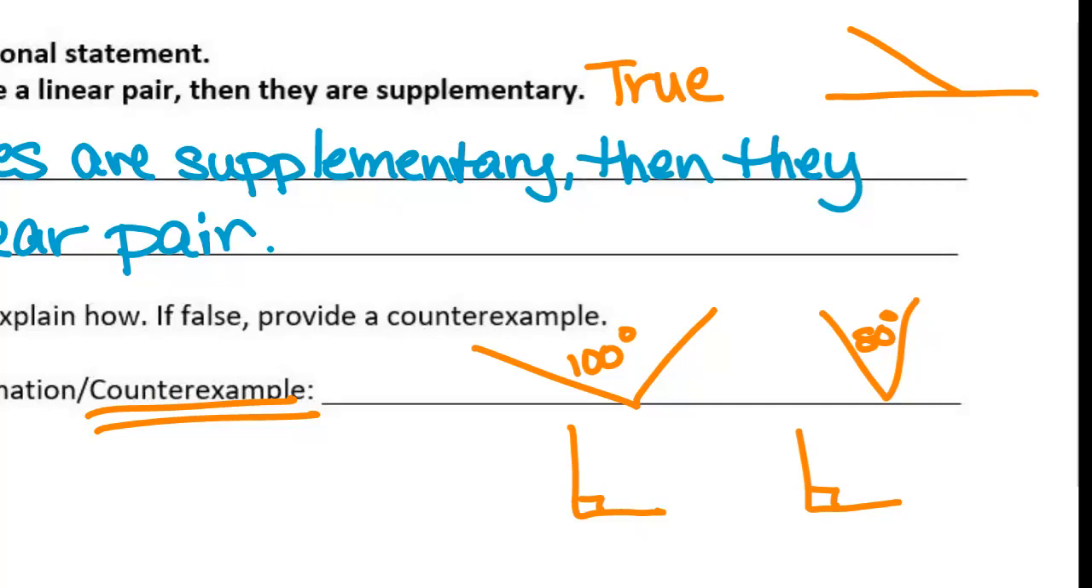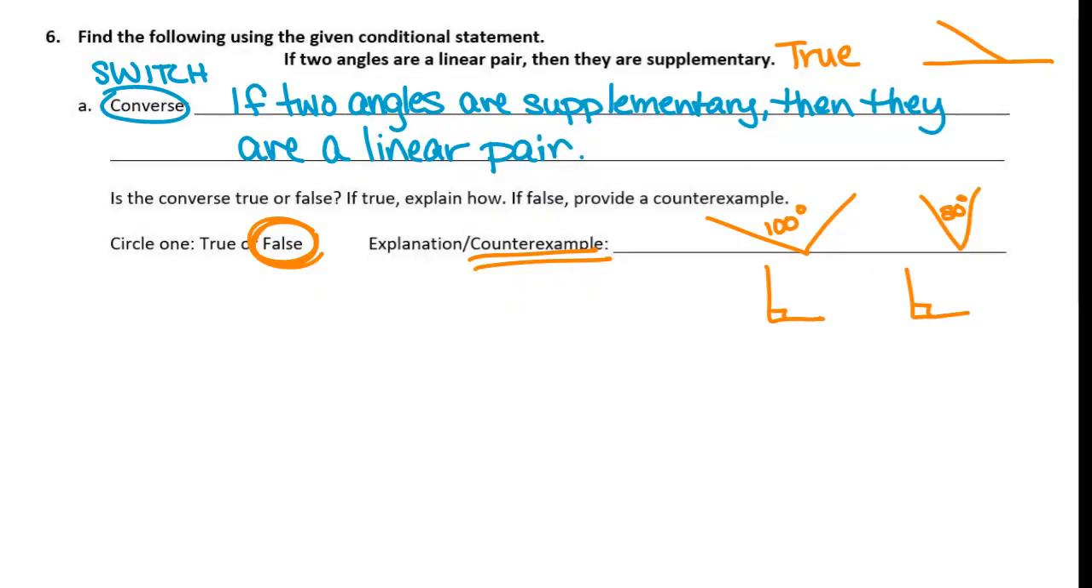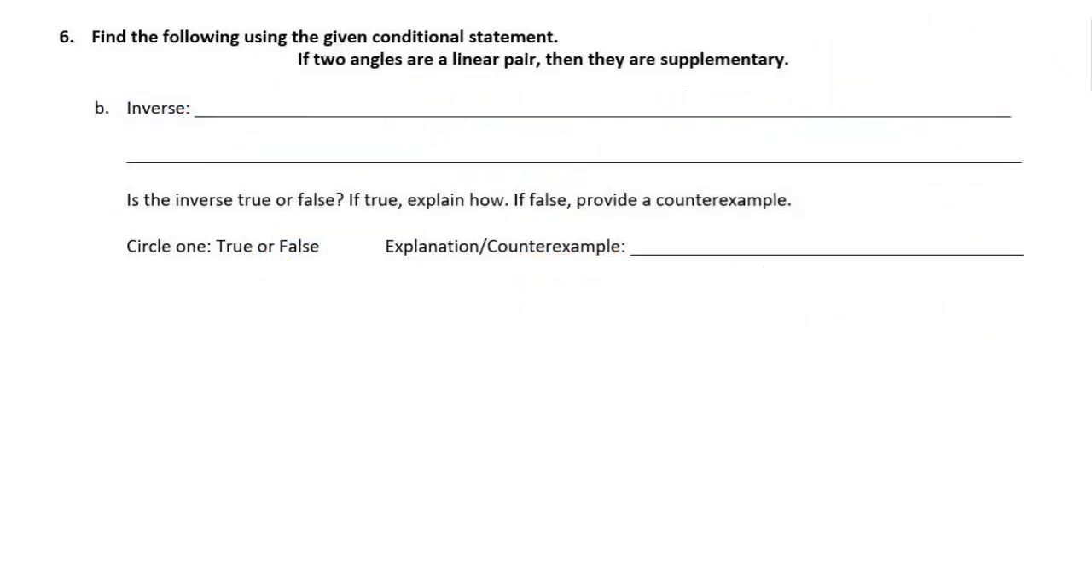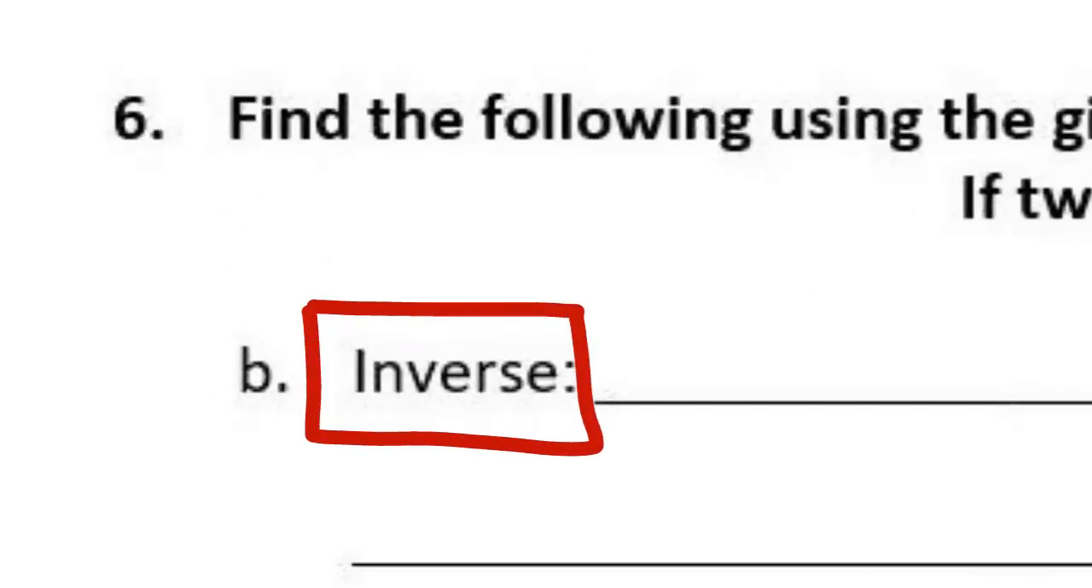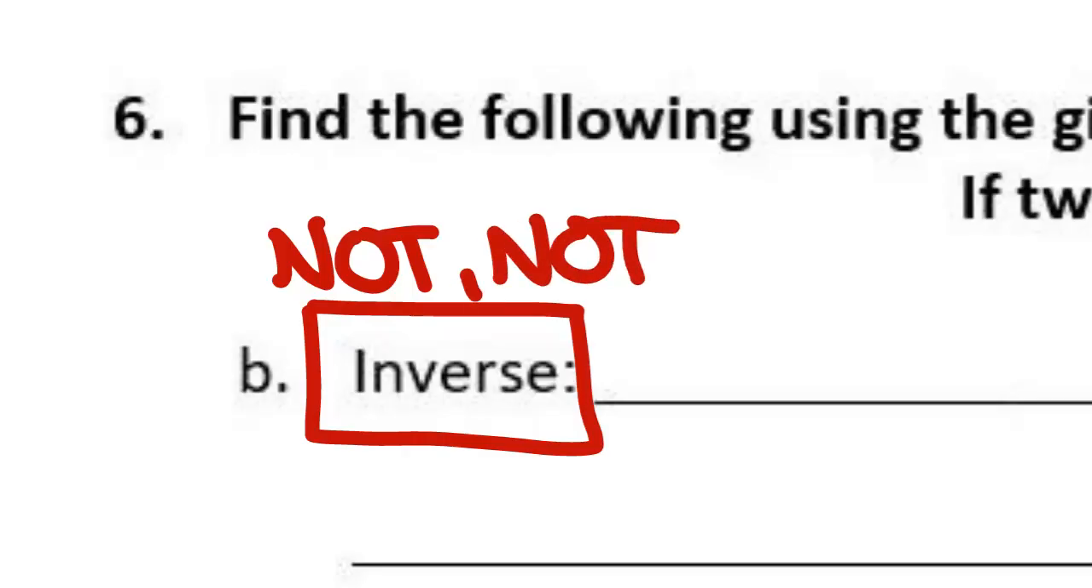So far, so good? All right. Let's go look at part B. Part B is the inverse. What do we do to find the inverse? Not. Order stays the same, but I come up to this front part, and I put the word not in there. And then I go to the back part, and I put the word not in there. So what's this going to sound like?